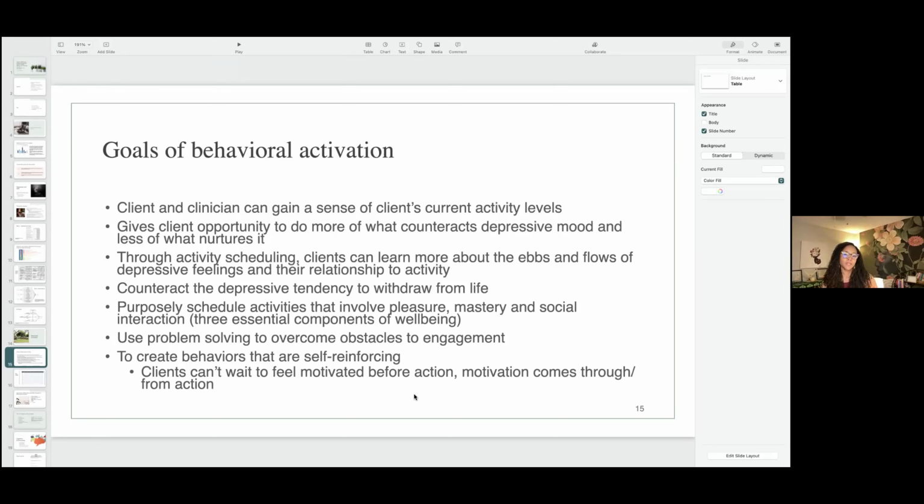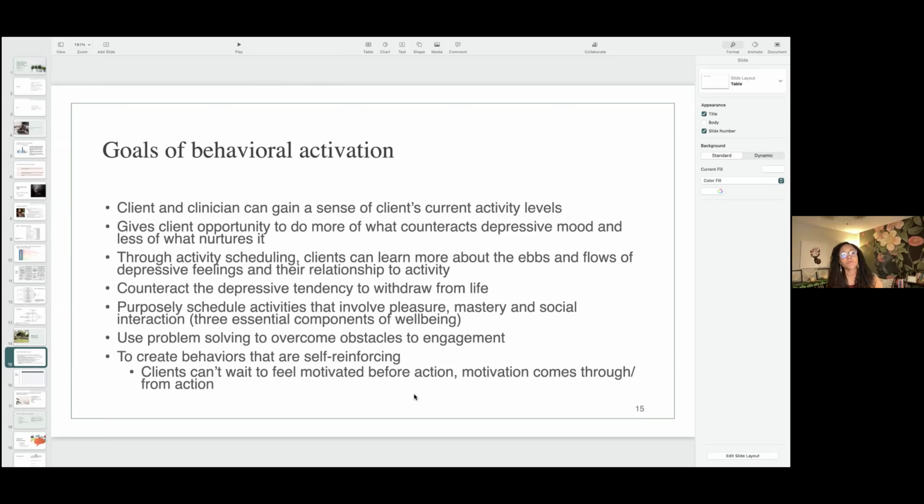Through activity scheduling, which is the major intervention with behavioral activation, clients can learn more about the ebbs and flows of their depressive feelings and the relationship of these depressive feelings to activity levels. So again, when a client comes in, they might tell you, I'm depressed and I'm the same level of depressed all day. But when you have clients do activity scheduling, you're having them chart not only their actions and their activities, but you're also having them rate their mood throughout the day.